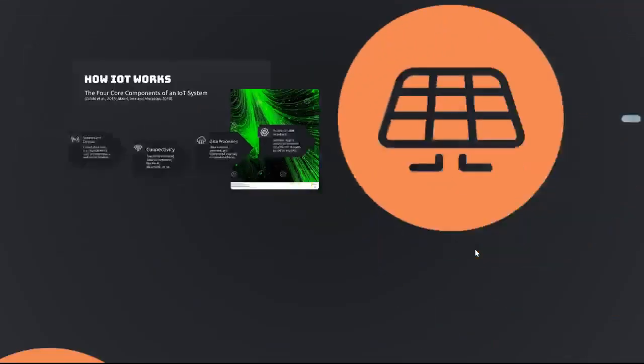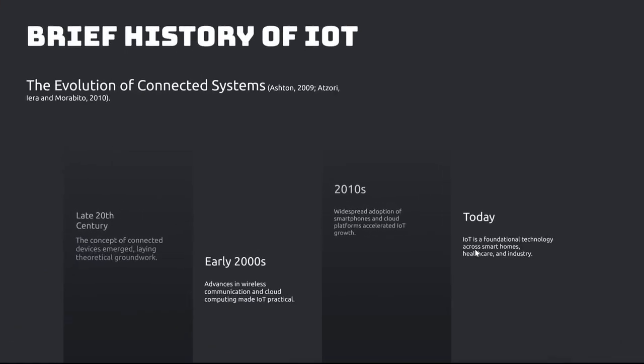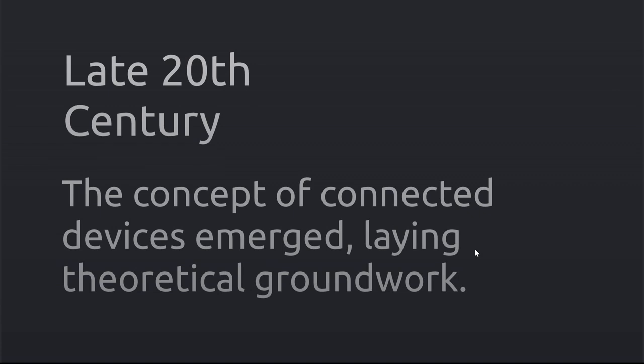Next, we have the brief history of IoT. The development of IoT has occurred gradually over several decades as computing, network, and sensor technologies have advanced. 1980s, early connected devices. Some of the earliest examples of connected devices appeared in the 1980s. One well-known example was a network-connected Coca-Cola vending machine at a university that allowed users to check drink availability remotely through the internet.